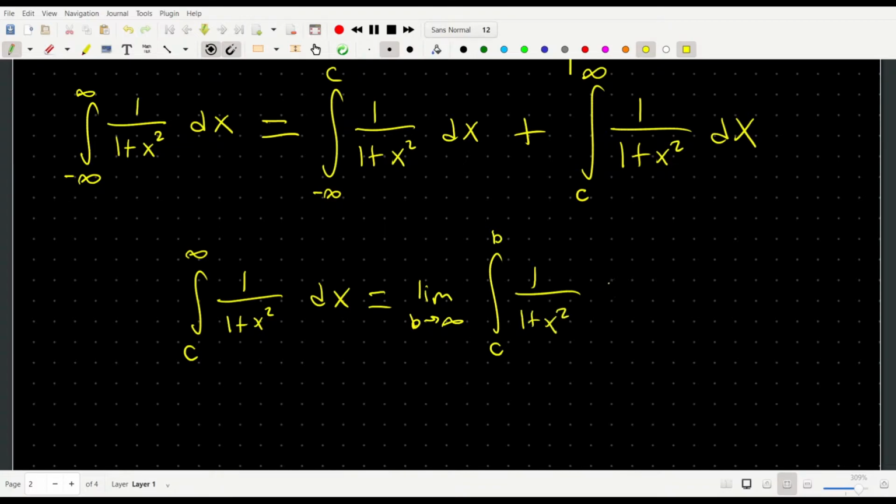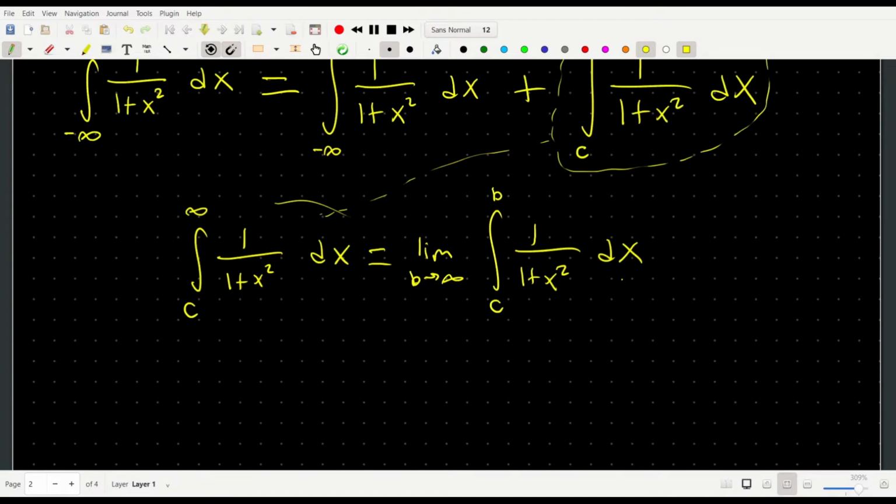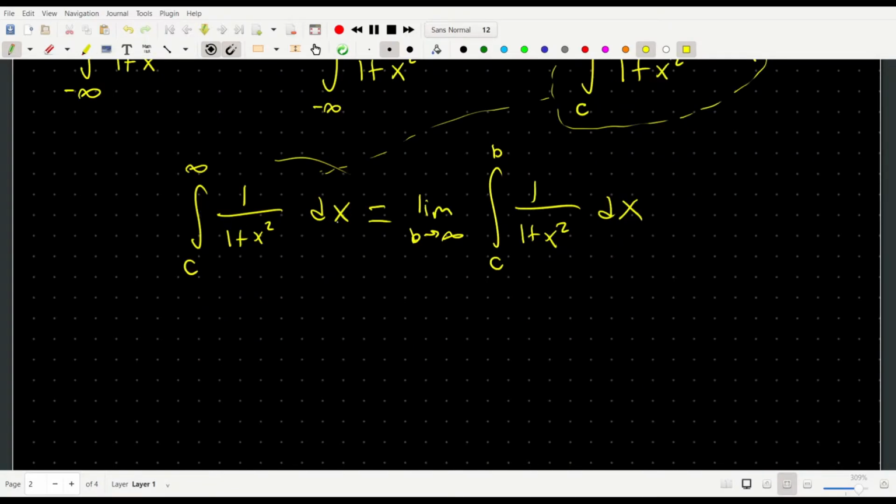And it gives a nice, neat consistency to evaluating these things. So we're going to split this up into the limit, as the endpoint b goes to infinity, of the definite integral from c to b, which is a proper definite integral. And just like before, we need to evaluate the integral first.